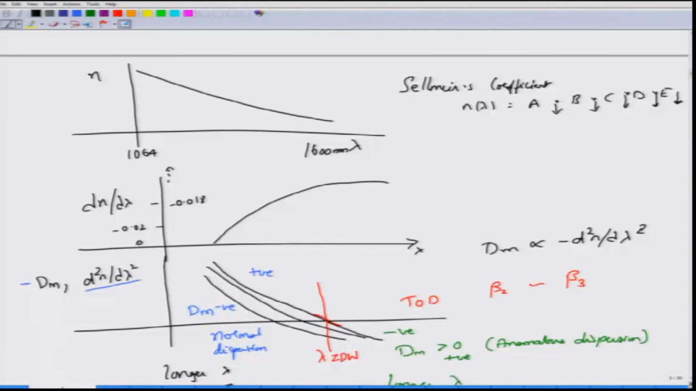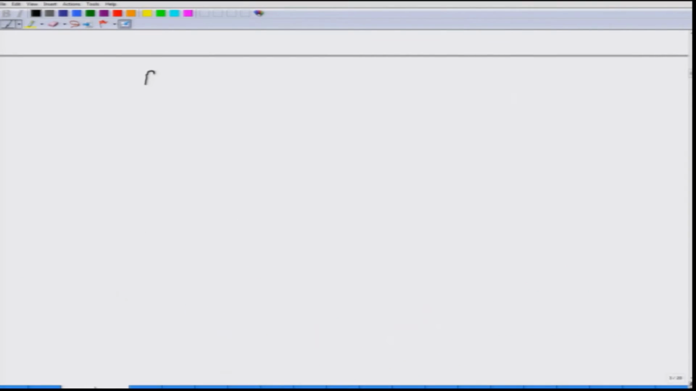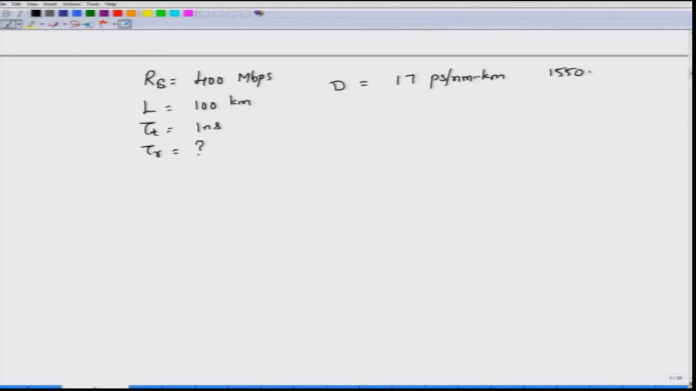Okay. So, let us consider the typical example in which my data rate R_B is about 400 Mbps and I want to transmit over 100 kilometer. My transmitter rise time is 1 nanosecond, my receiver rise time is something that I have to calculate. Fiber dispersion for a single mode fiber is given by 17 picosecond per nanometer kilometer if I am working at 1550 nanometer with a zero dispersion wavelength of the fiber at 1300 nanometer.